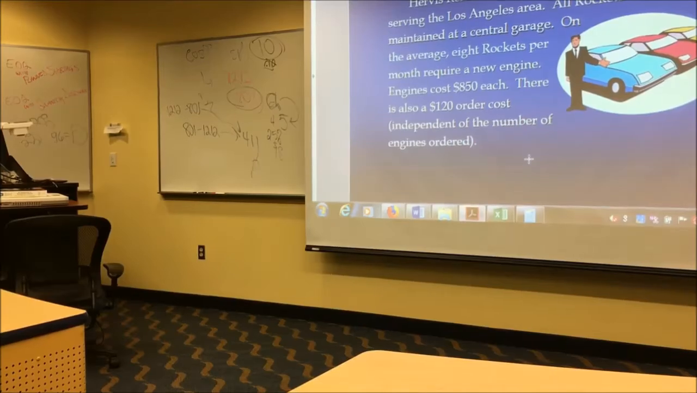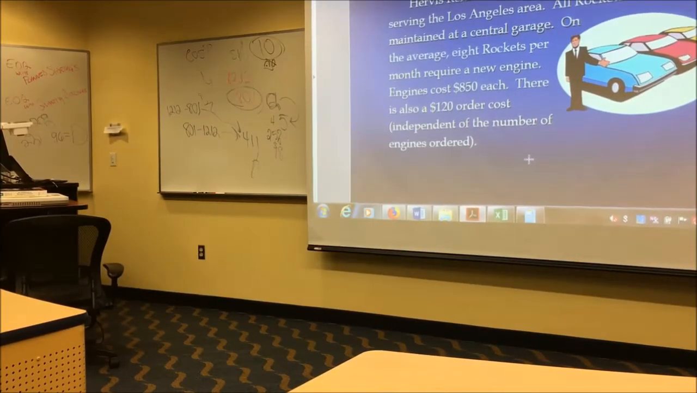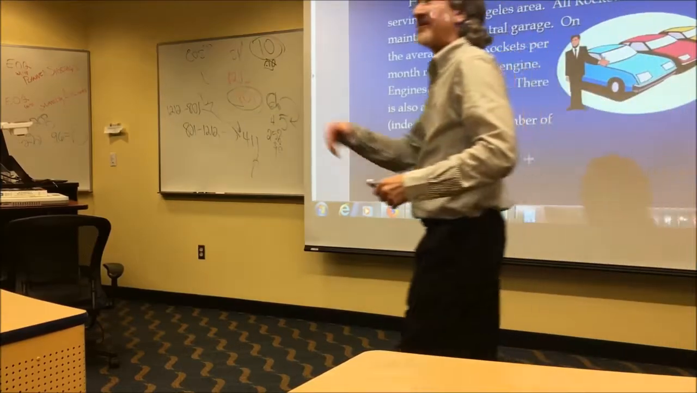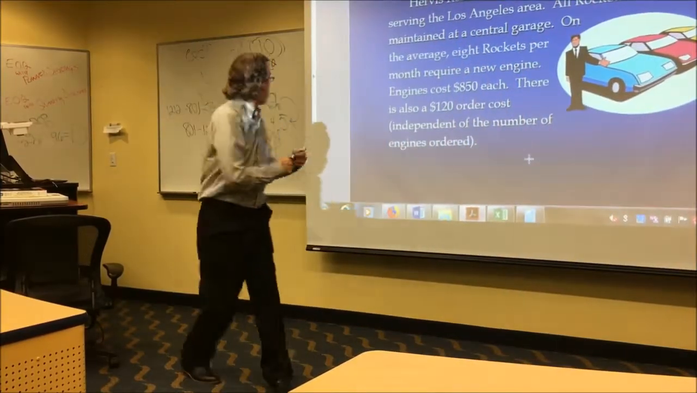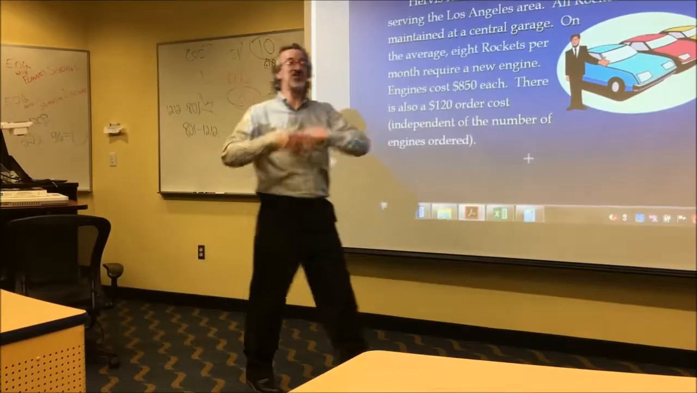We go through 8 a month. How many does that mean in 2 weeks? How much of a month is 2 weeks? Half a month. So how many would we go through in 2 weeks? 4. Your reorder point is 4. Boom. There's your just-in-time inventory system.